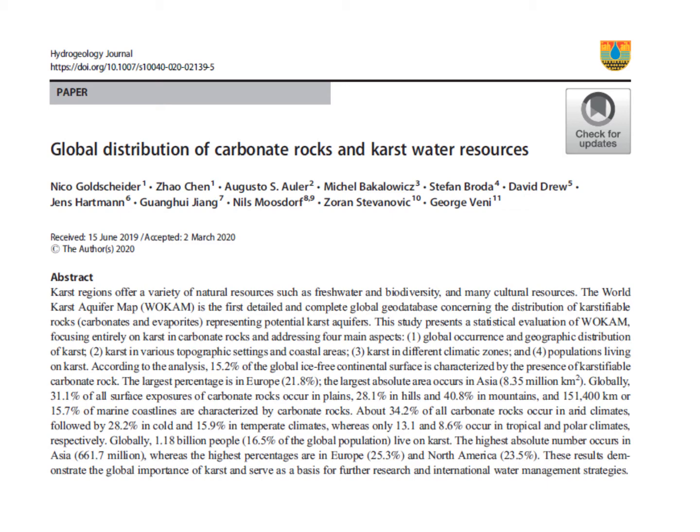And in terms of water resources, globally 1.18 billion people, or 16.5% of the global population, live on karst. And the highest absolute number occurs in Asia, and the highest percentages are in Europe and North America, where almost 1/4 of the people live on karst. Now, not all those communities or those peoples will rely on the groundwater resource, but in many parts of the world they do.